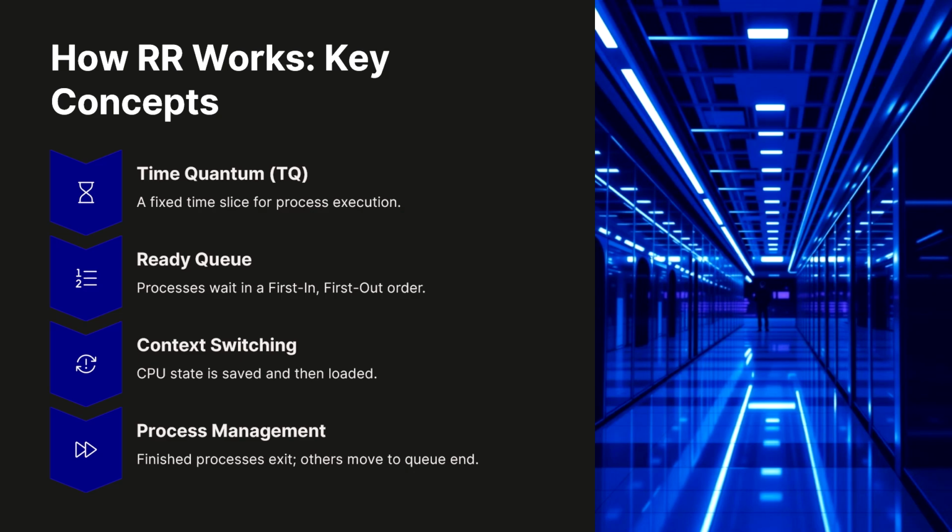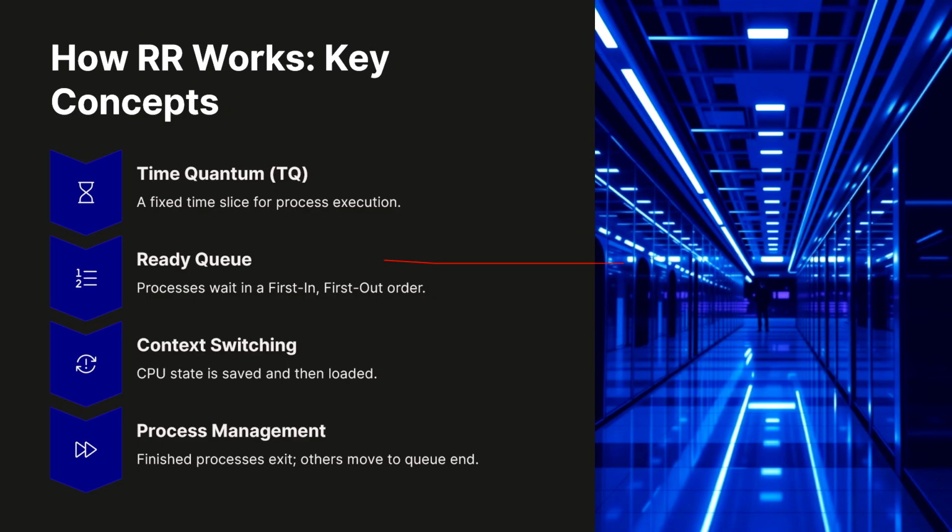As I've already told you, time quantum is the main concept of round-robin scheduling, a fixed time for a process to execute. It's typically between 10 milliseconds to 100 milliseconds. Ready queue, in which processes wait for their turn to be executed while the CPU is performing another process. We can imagine it like a waiting chair where processes are waiting for their turn.